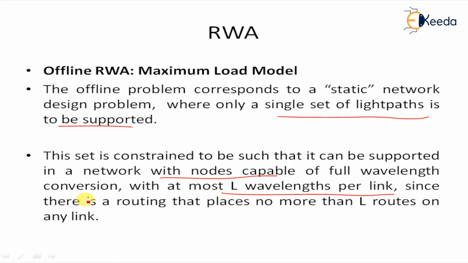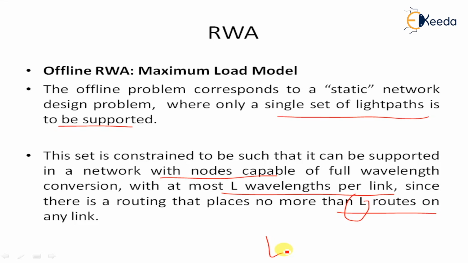In the network, the routing places no more than L routes on any link. So the maximum load for this set of light paths is said to be L. In a network with nodes incapable of wavelength conversion, more than L wavelengths per link would be needed in general to support the same set of light paths.